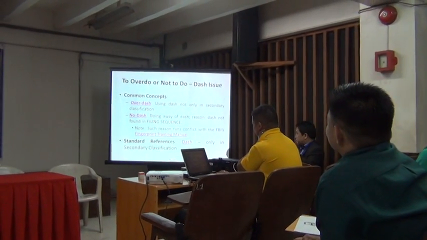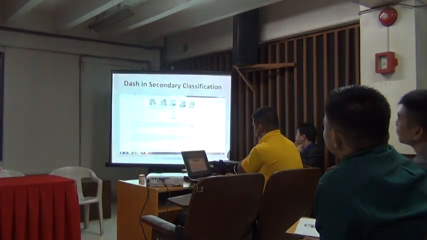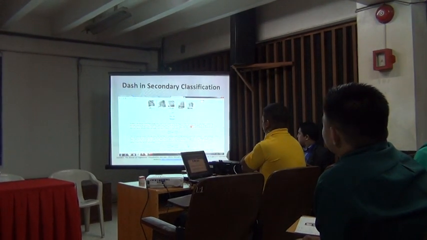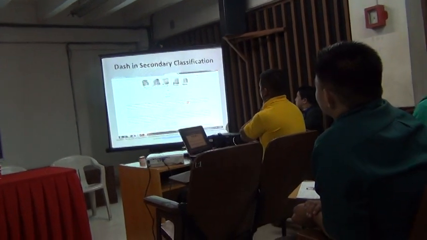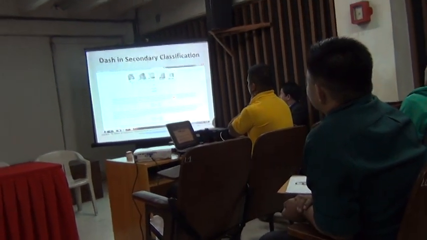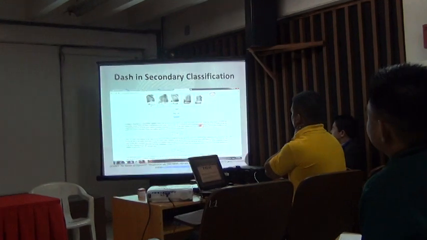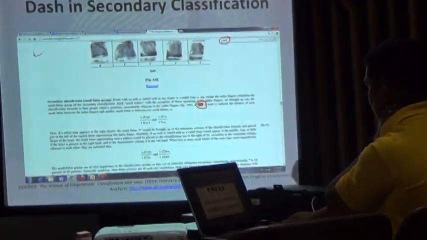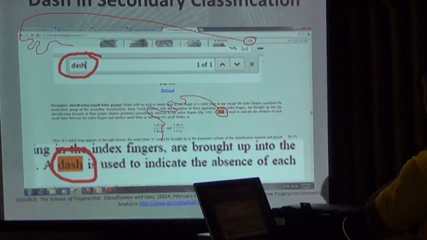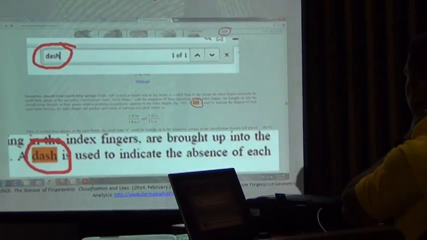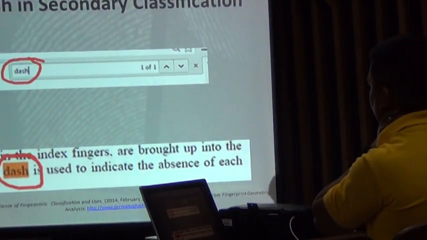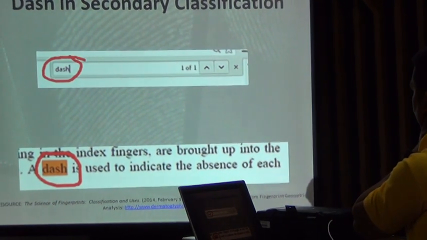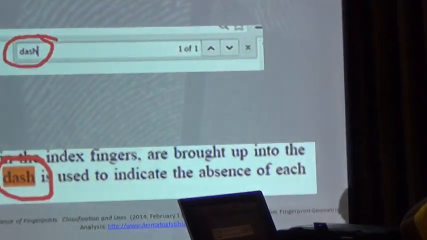The standard reference. If you research on the internet and type whether there is a dash in the FBI manual, let's click so we can see. There is only one item. Just one dash that we can find. The dash is found only in the secondary classification, never in all other classifications.